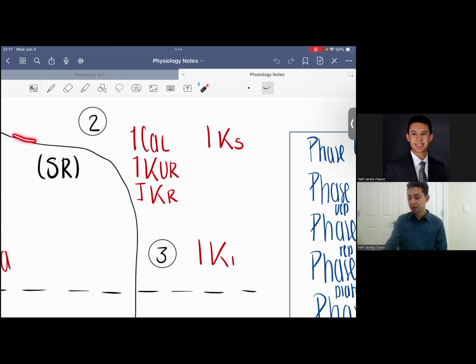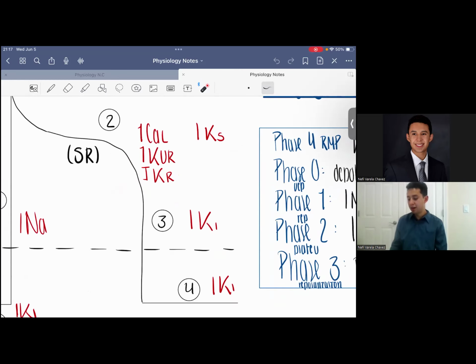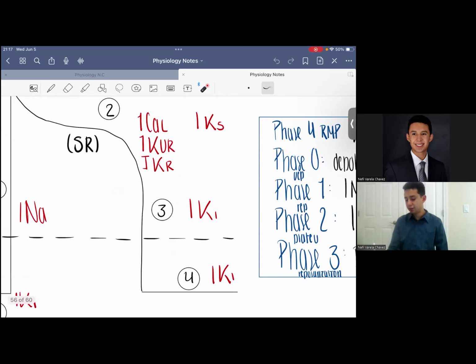So we're still in that repolarization process in the plateau. Then we have this voltage-gated potassium channel that is going to open, and we're going to achieve the repolarization, and potassium again is going to help us return to resting membrane potential.